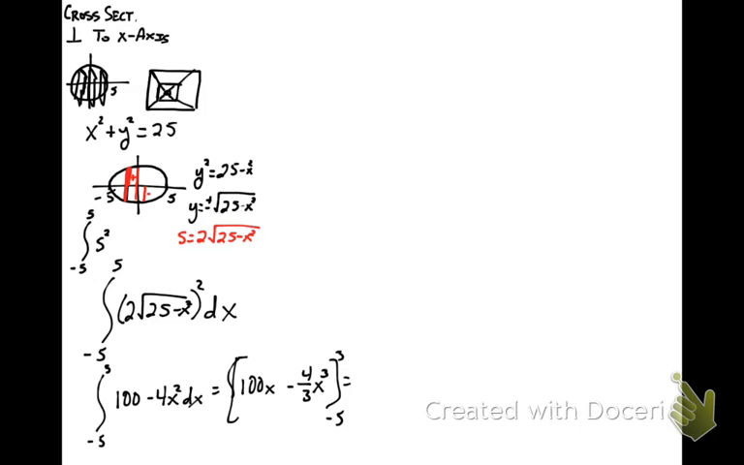Let's start with our upper limit of integration. So this will be 500 minus, what's that? 125 times 4 minus 500 over 3, minus, when we put in negative 5, this will be negative 500 plus 500 over 3. And so all together we end up with 1,000 cubic units, because it's a volume.